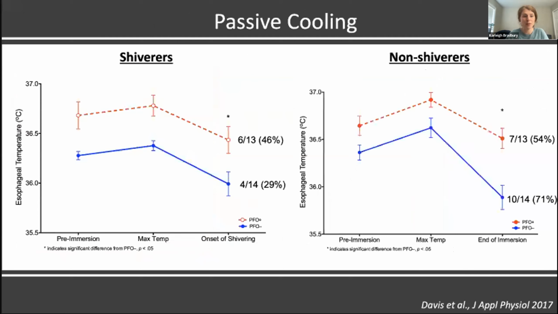Moving into some of the passive cooling data. We have our shiverers on the left and our non-shiverers on the right. And we can see that regardless of whether or not PFO positive subjects shivered, they're able to maintain higher core temperatures throughout the cold tub immersion compared to our PFO negative subjects. You can also see that they start shivering at higher esophageal temperatures compared to PFO negative subjects. So it's almost like something about having a PFO makes our PFO positive subjects want to maintain higher core temperatures compared to our PFO negative subjects.